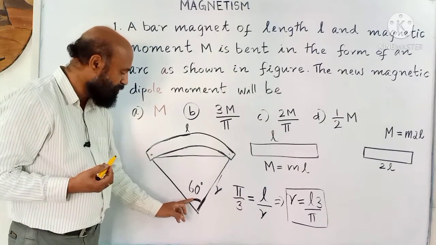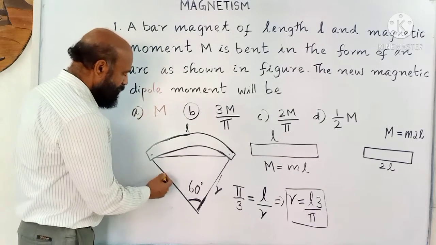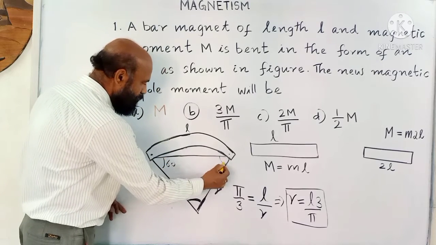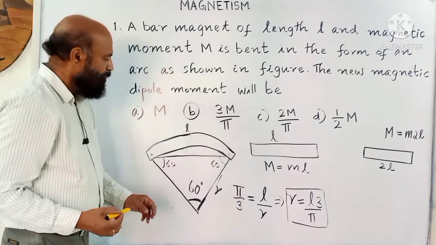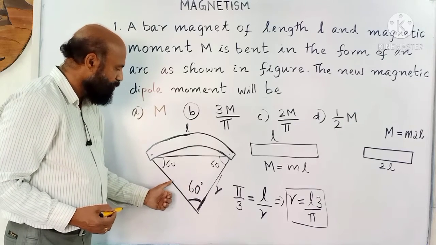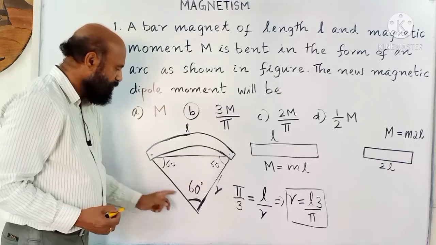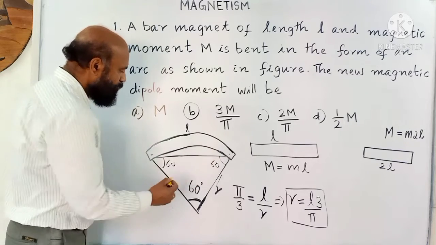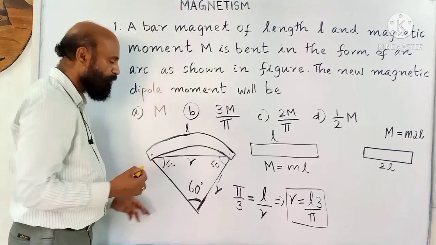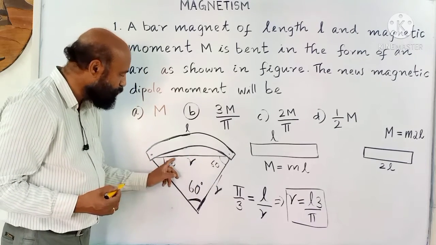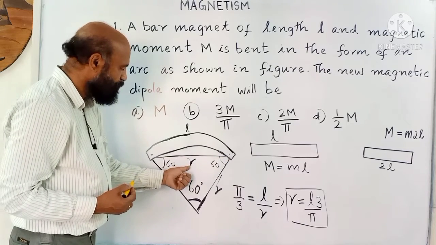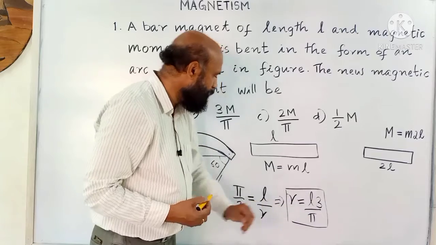So this angle is 60 degrees, so this will also be 60. Now these two sides are equal, so this is an equilateral triangle. So this side is also R. In an equilateral triangle, all three sides are equal. So the distance between the poles is R. But R is 3L by pi.